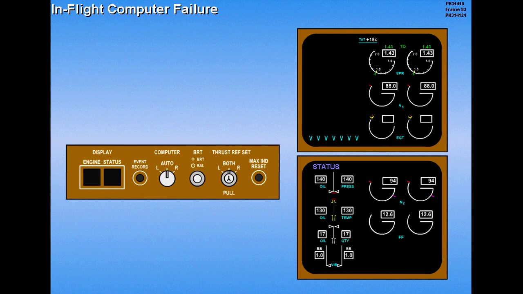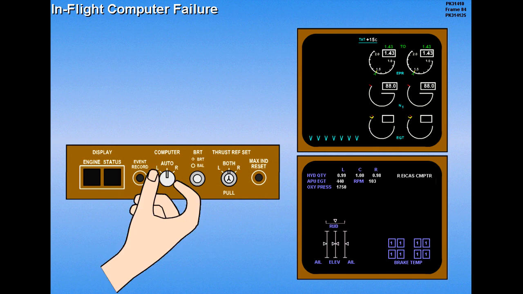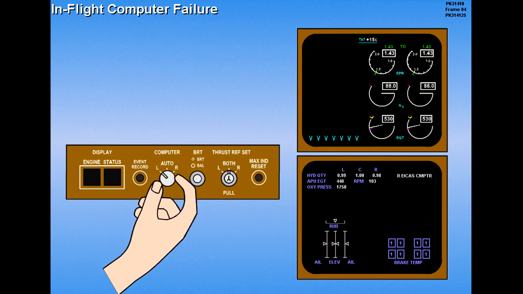Missing pointers or digital readouts can indicate that the controlling EICAS computer is providing unreliable data. Manually selecting the backup computer will determine if reliable indications are available.